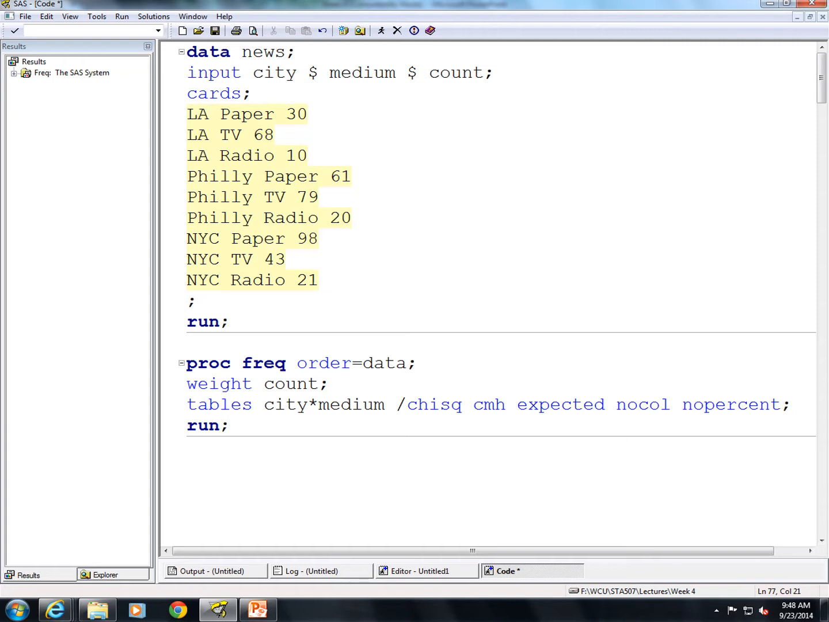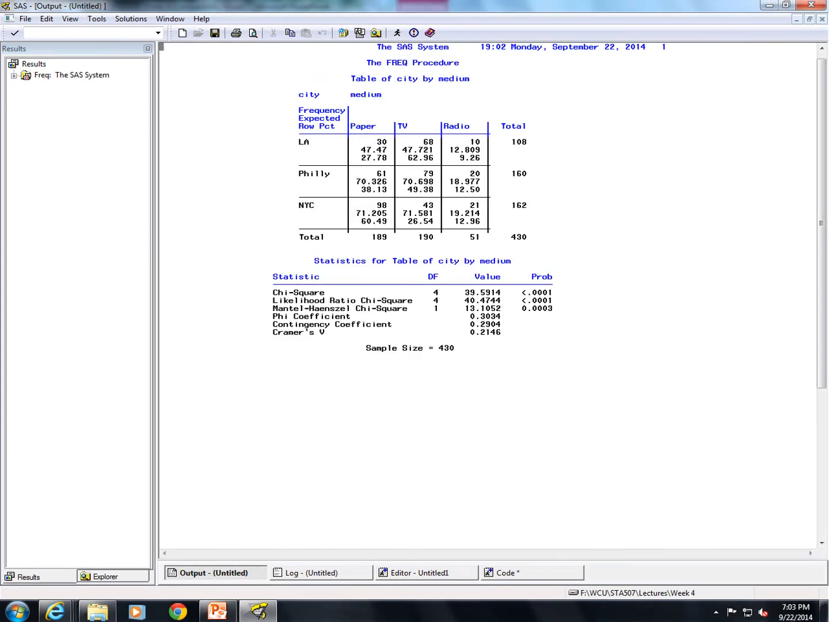So there's the data set. You can of course put that in yourself and play around with it. The actual code to analyze it is nothing new to us. We have a proc freq statement and that chi-square option and the CMH option. So here is our table. We can look at it really quick.